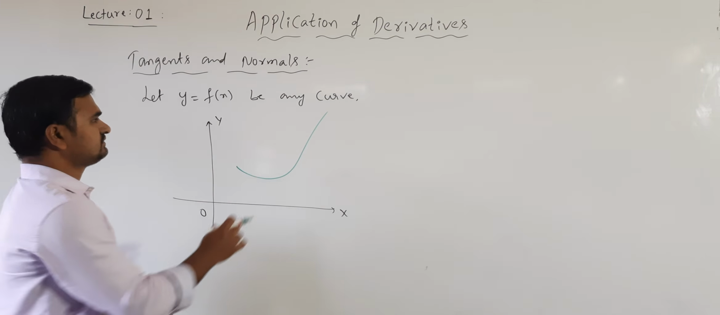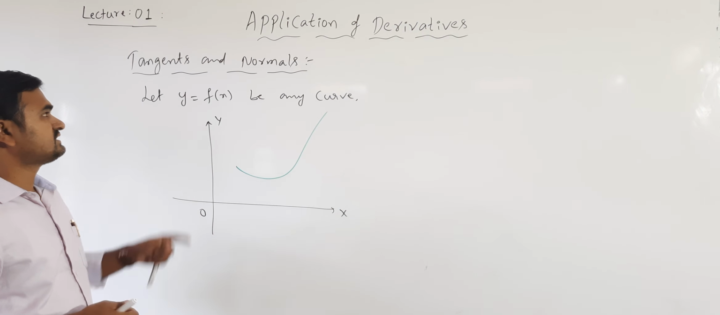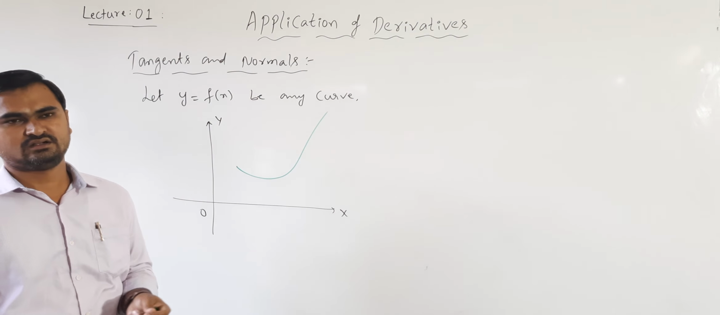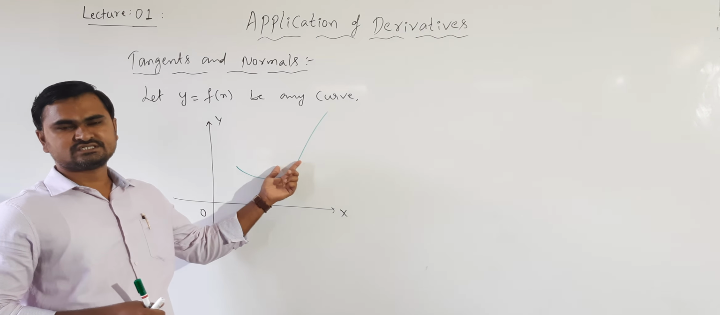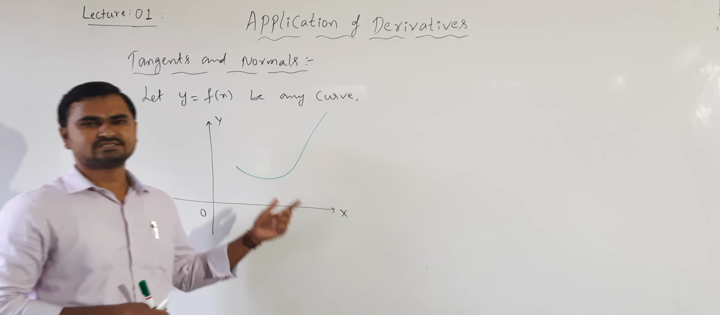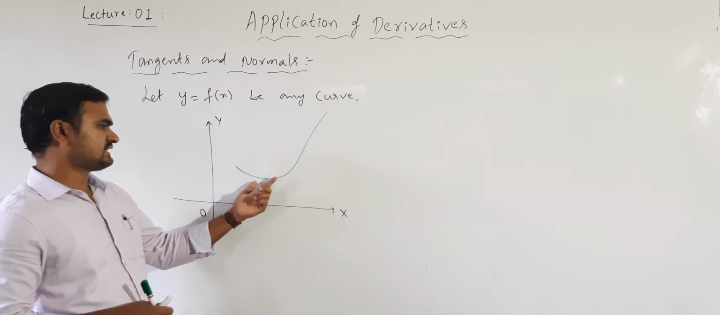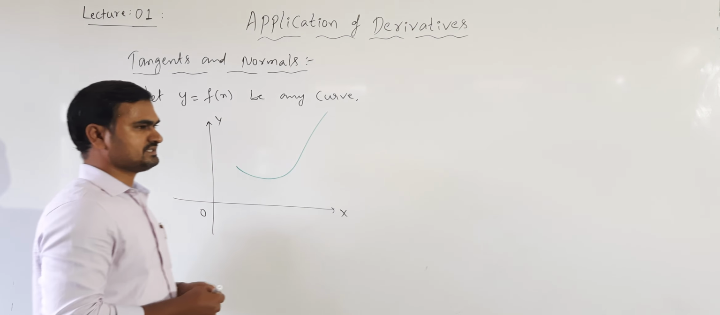Suppose this is the curve y equal to f of x. Now for this curve, we will define what is meant by tangent and what is meant by normal. A straight line which touches the curve at a point is called a tangent line for this curve. So a straight line which touches this curve at a point is called a tangent.